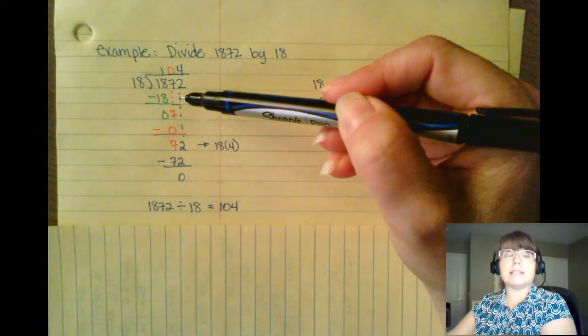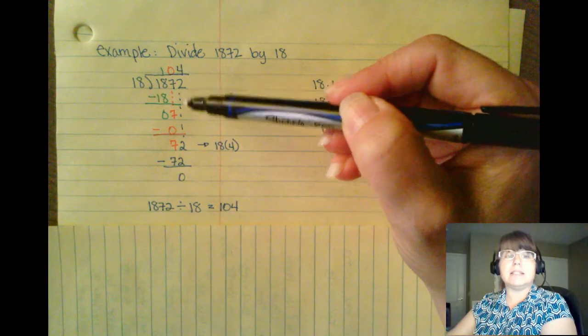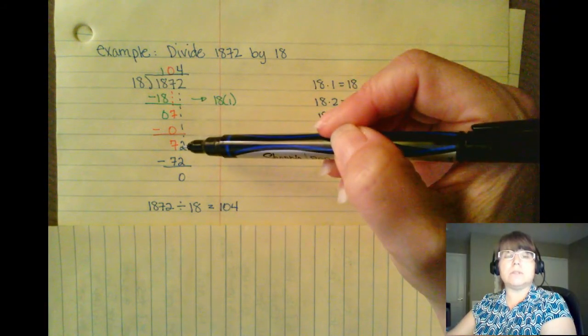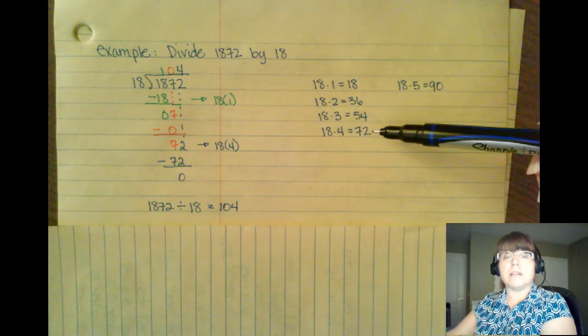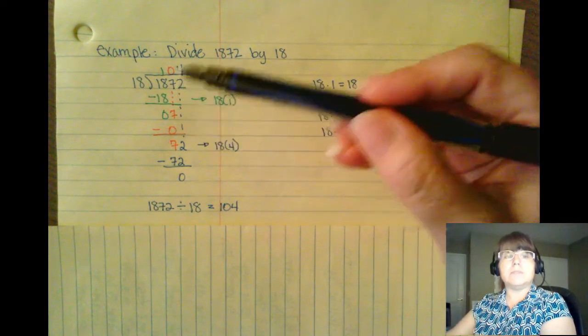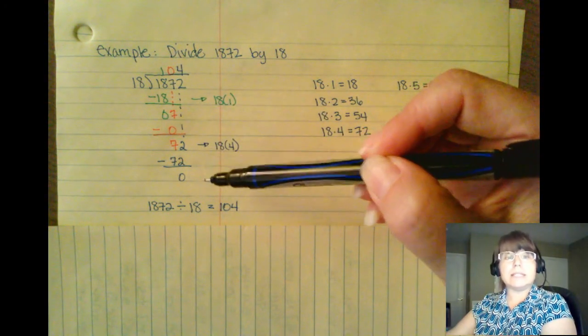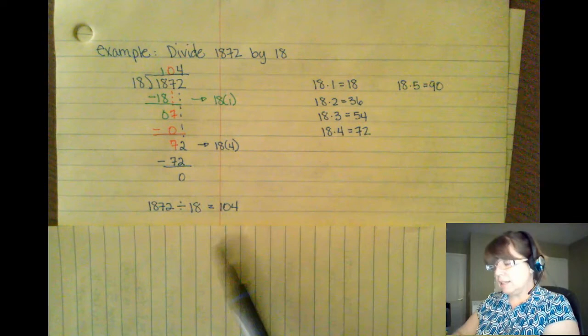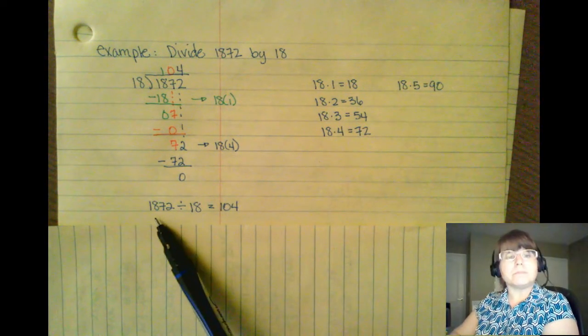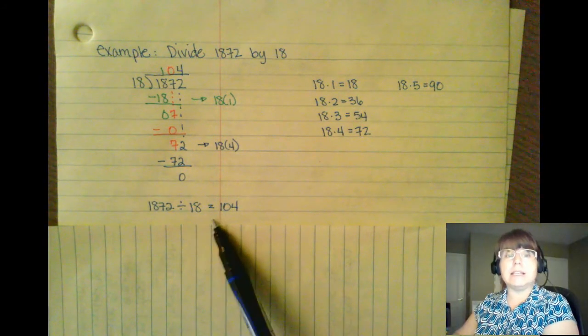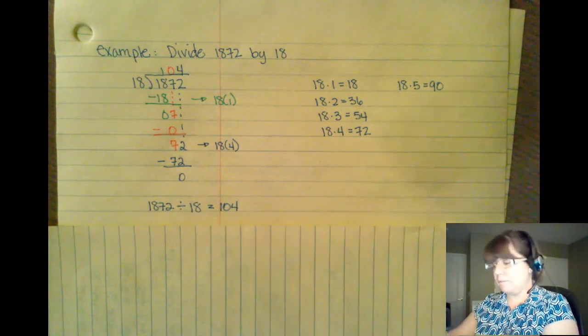Now I bring down the last number of my dividend, which is a 2. How many times does 18 go into 72? 4 times. 18 times 4 is 72. 72 minus 72 is 0. So my final answer is 1,872 divided by 18 equals 104.